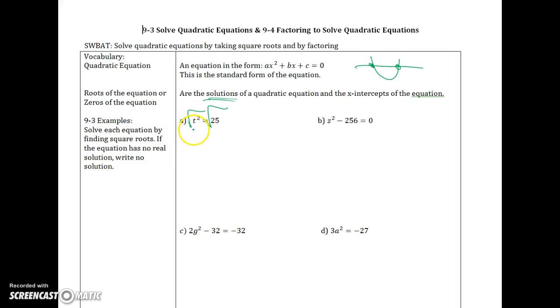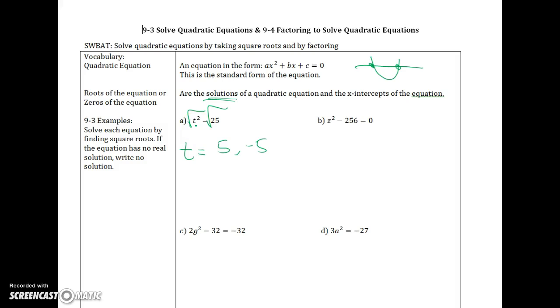Square root of t squared is just t. Square root of 25 is 5. But when I'm thinking about the variable t here, t can definitely be 5 because 5 squared equals 25. But ask yourself this question: what else can t be? Well, t can also be negative 5. Because what's negative 5 squared? 25. So when you are taking the square root, you should have 2 answers.